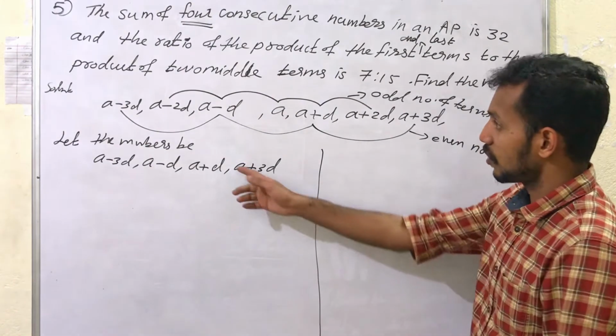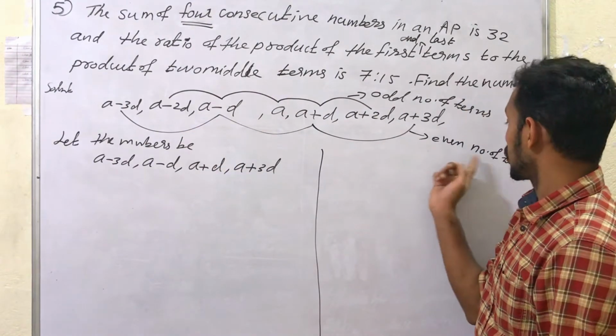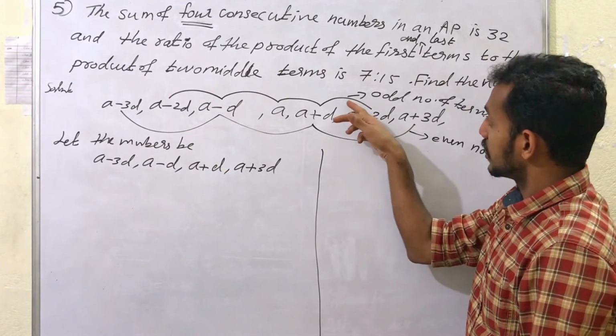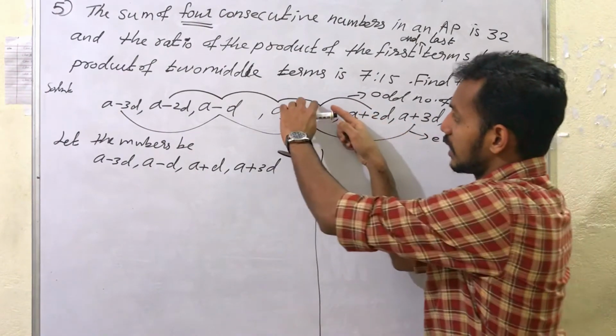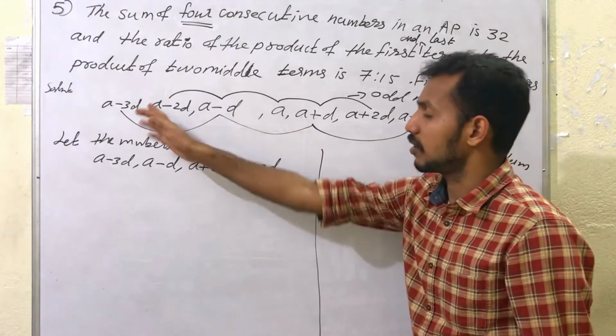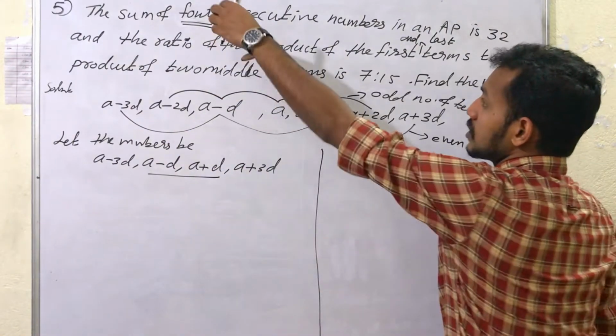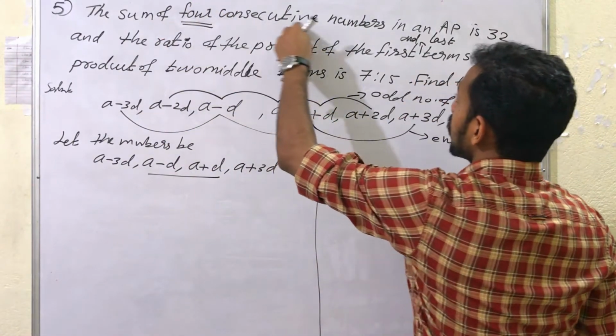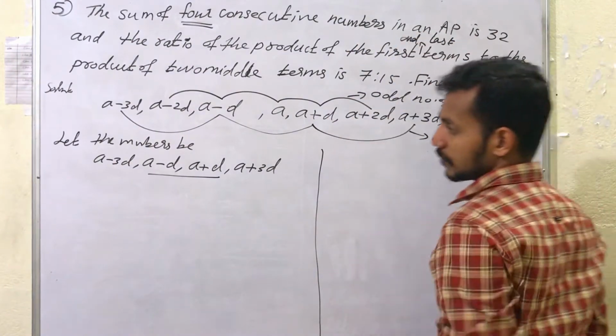Here, this is in case of an even number of terms given in the question. If it is a case of an odd number of terms, you can directly take the consecutive terms. There is no necessity to take an alternative. Now, what is the condition given in the question? Sum of 4 consecutive numbers in AP is 32.